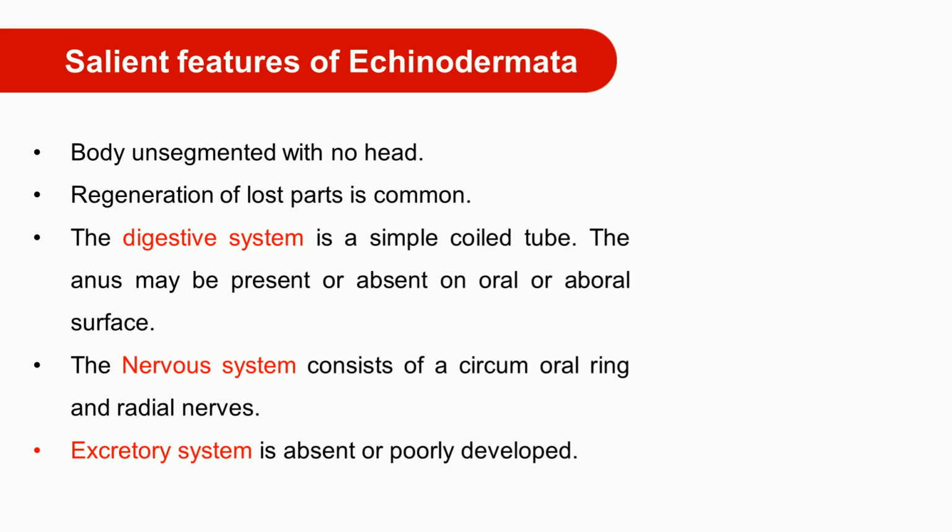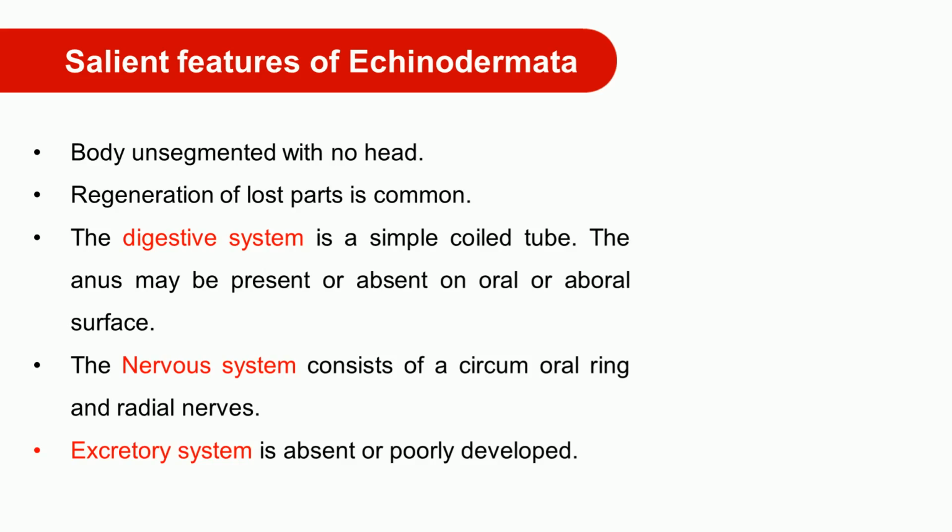Just as one example, if the tail of the wall lizard is cut, afterwards it also develops the full tail. The same phenomenon is found in the echinoderm animal. Suppose any arm is cut, they form the new part. Then in that animal the digestive system is fully developed and is a simple coiled tube.